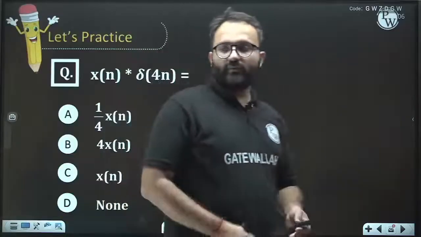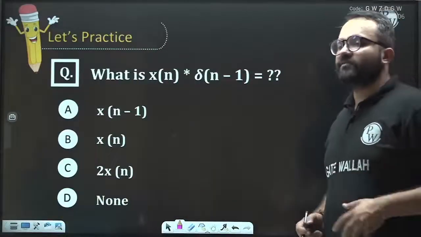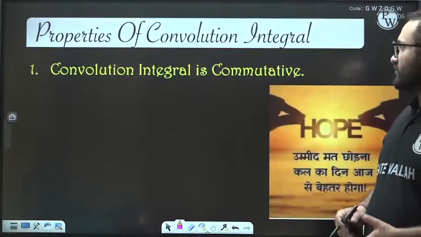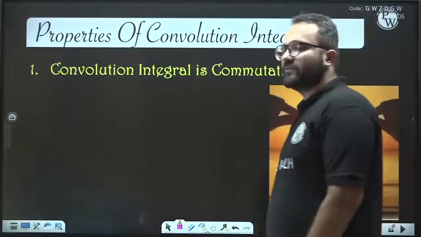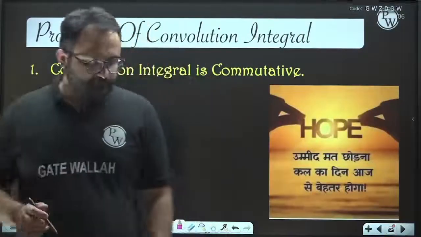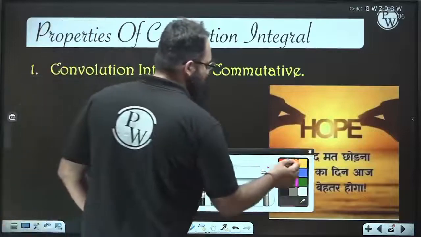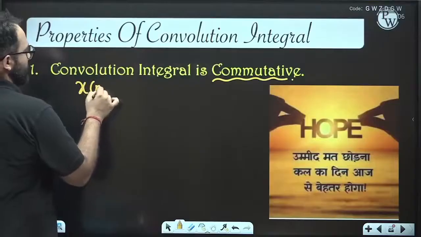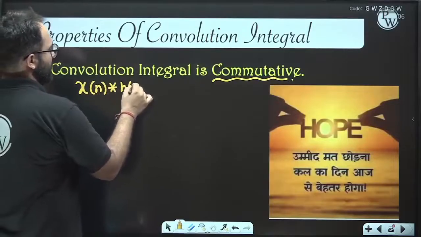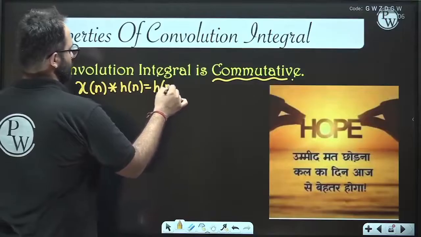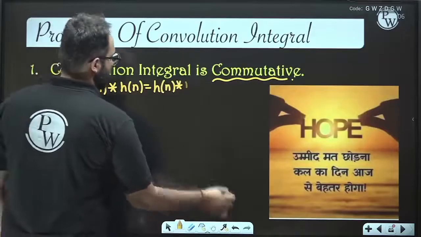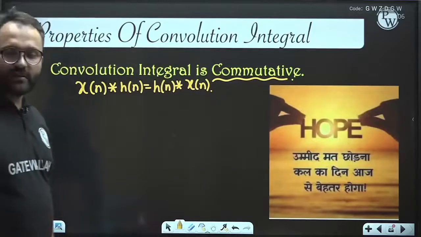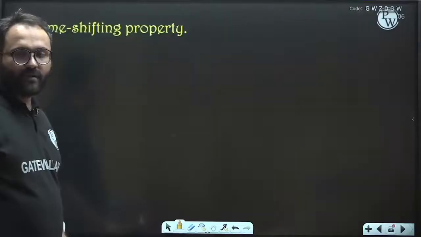Before moving to these results, we will first see the properties of discrete convolution. The properties are almost similar. First is the commutative property, that is x of n convolve h of n is equal to h of n convolve x of n. It is commutative in nature.